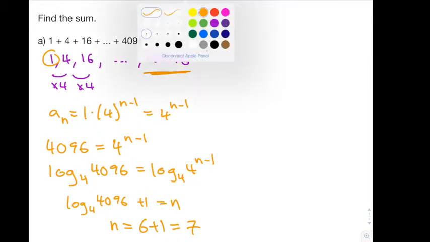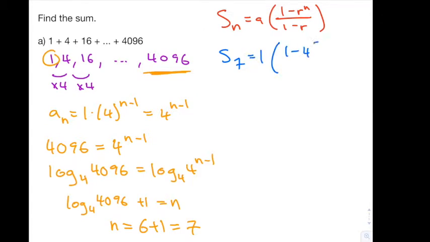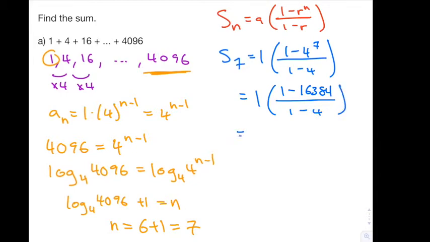So now we can plug this information all into our partial sum formula. Remember, our partial sum formula is S sub n equals a times 1 minus r to the n over 1 minus r. Okay. So plugging this all in, we have S sub 7, because 4096 is the 7th term of this sequence. And this equals 1 times 1 minus 4 to the 7th over 1 minus 4. 4 to the 7th equals 16384, so 1 minus 16384 all over 1 minus 4. And this equals 5,461. So that's the 7th partial sum of this sequence.